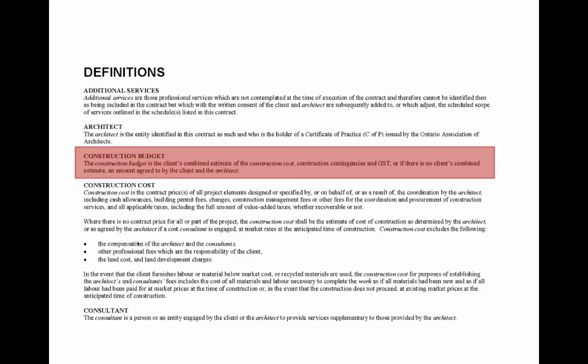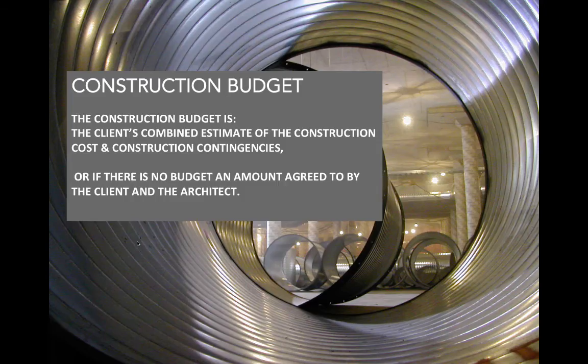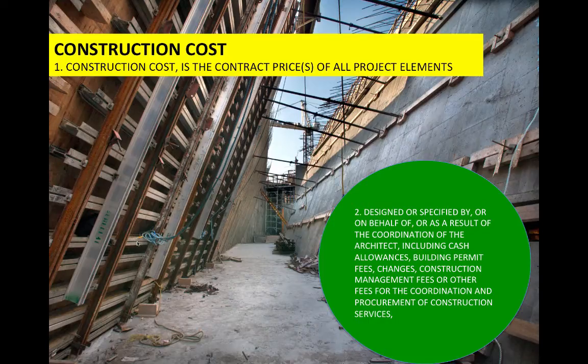And there's the definition of the budget: the client's combined estimate of the construction cost and construction contingencies, or if there's no amount of budget, the amount agreed to by the client. This is the kind of contract that Morales would have had to sign in RJM as a joint venture. This is what you would have had to say, like, we'll agree to $180 million. And this is what they would be held to.